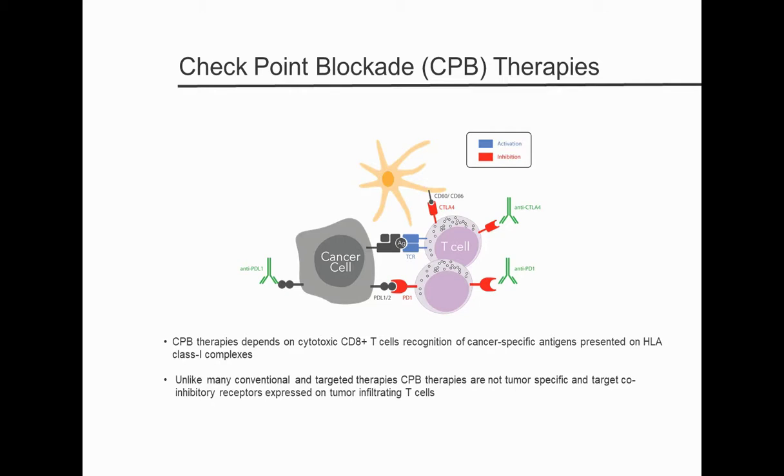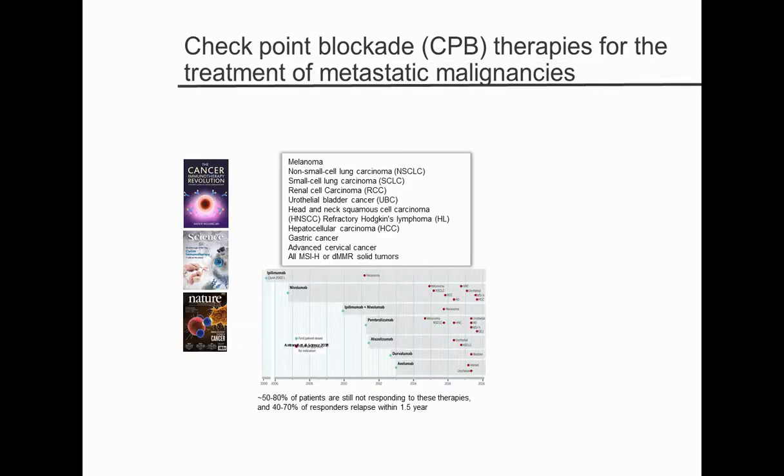And the way that checkpoint therapies work, they block the co-inhibitory receptors, and by doing so, they're unleashing pre-existing immune responses of the T-cells against the tumor cells. One thing we need to know about checkpoint therapy is that these therapies depend on the ability of cytotoxic CD8 T-cells to recognize neoantigens that are expressed on the cell surface of the tumor cells in the context of class 1 presentation.